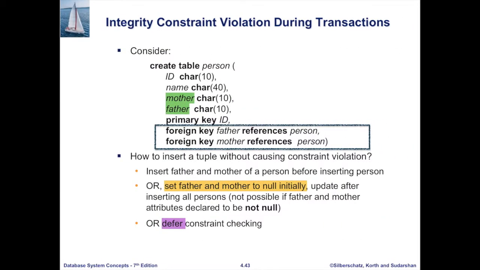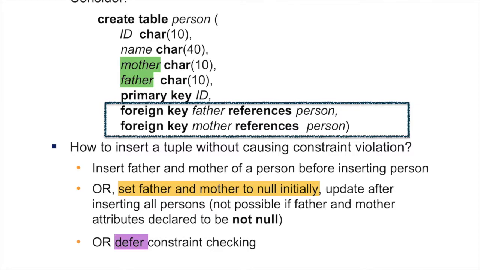So sometimes there are violations to the integrity constraint during transactions. For example, let's consider this table. The table person has an ID, the name of the person, the mother of the person, father of the person, the primary key ID, and then there's a foreign key that, okay, and then the mother and the father attributes here is a person as well. So we include the ID of the mother or the father. However, if we include the person without the mother ID or the father ID, it will disobey the integrity constraint. So how do we insert a tuple without causing such constraint violation?